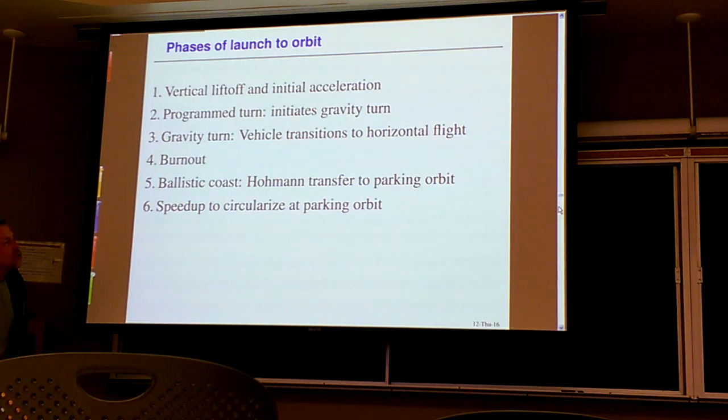There's the first two stages to get you up to burnout, to where your speed lets you coast up to the parking orbit, and then some third stage to circularize. So that can be your thinking for the future. So is there usually a stage change at burnout? Mm-hmm. You want to get burnout, and then they drop that and then get the apogee?